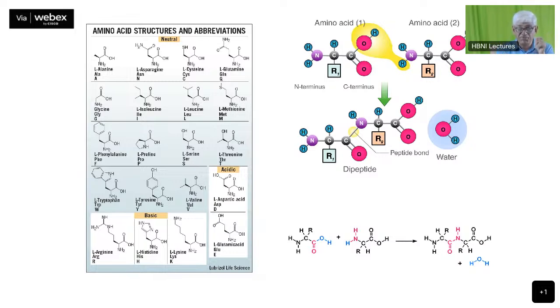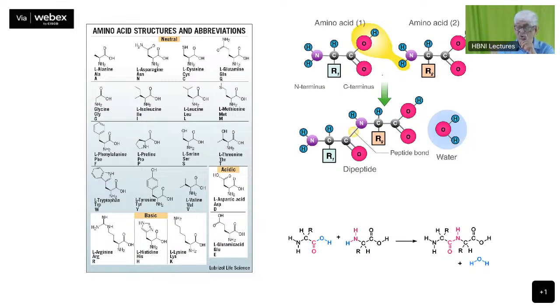And there are 20 different types of amino acids. They vary in this R1. This so-called N-C-alpha-CO is the backbone. So this is an amino acid. R1 is the side chain, and there are 20 different types of amino acids. And this is called the N-terminus, and this is called the C-terminus.